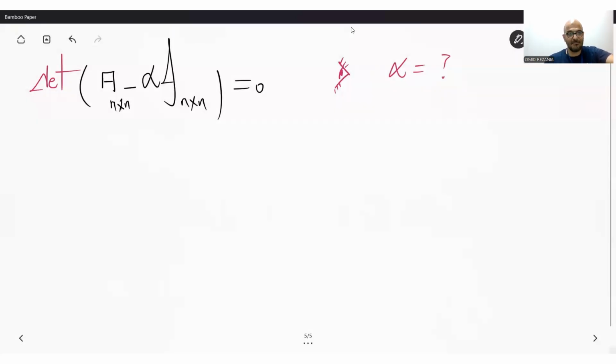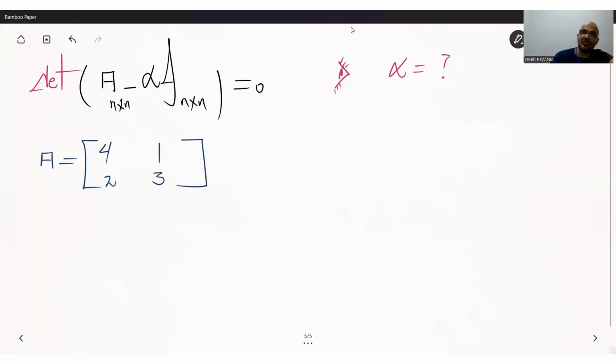Now, I'm going to give you an example. I'm going to give you a matrix. The matrix is 2 by 2. The first row has elements 4 and 1. The second row has elements 2 and 3. That's the given matrix. It's the simplest one. Now, I'm going to follow all these things. For this one, I can find the eigenvalue function, A times x.